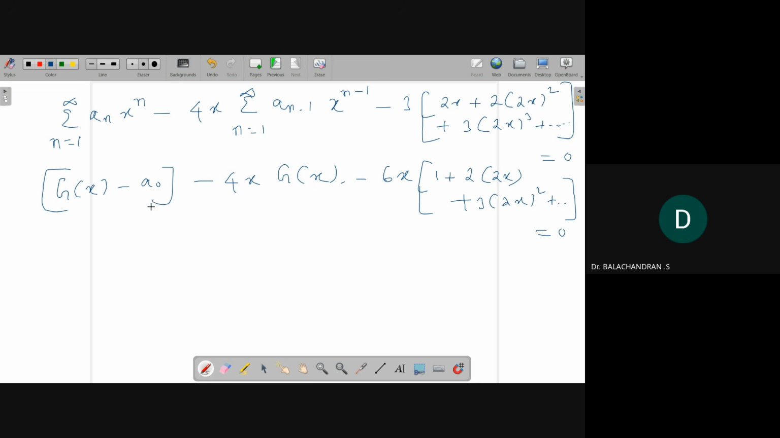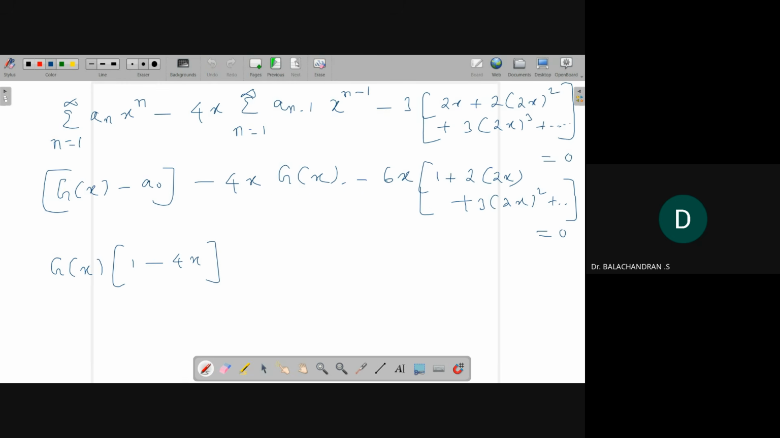Now you should collect the terms which contain g of x separately. We get 1 minus 4x g of x minus a_0. What is a_0? 4. Minus 4, okay, equal to 6x, okay, 6x into 1 minus 2x whole power minus 2.